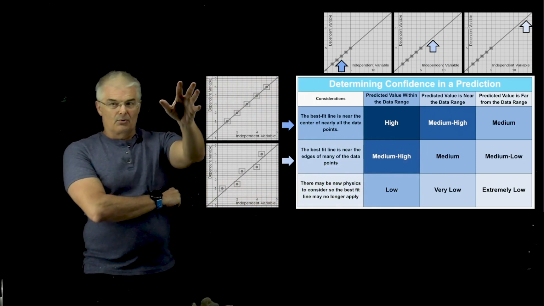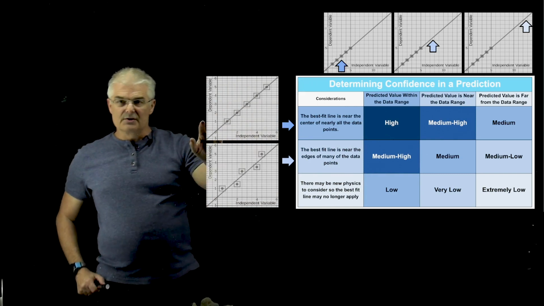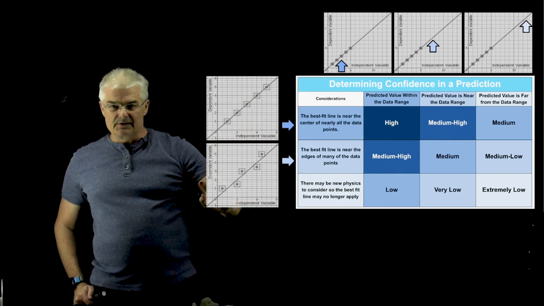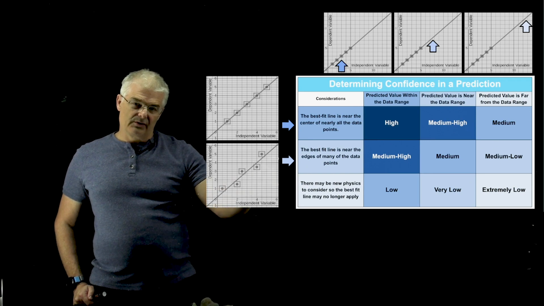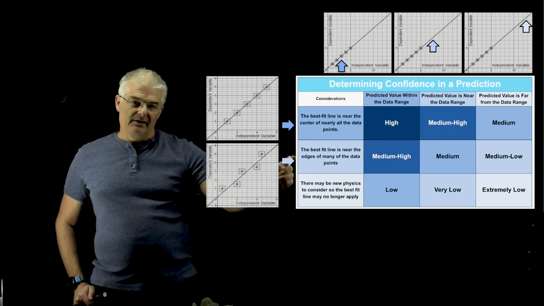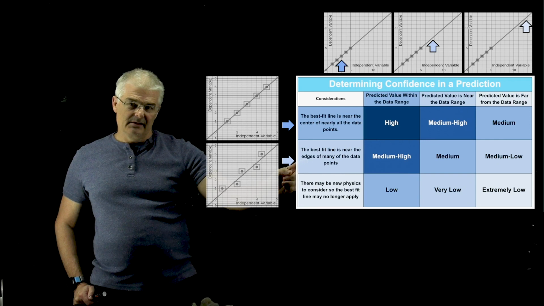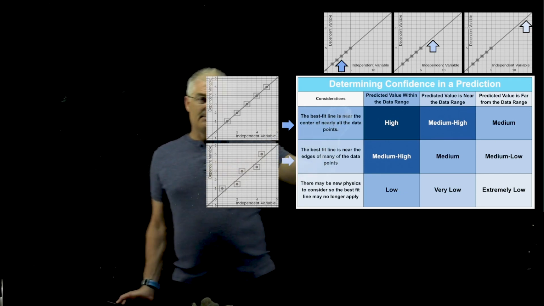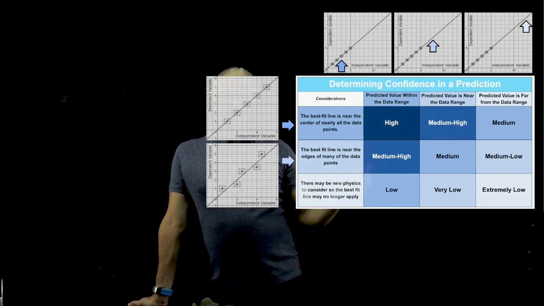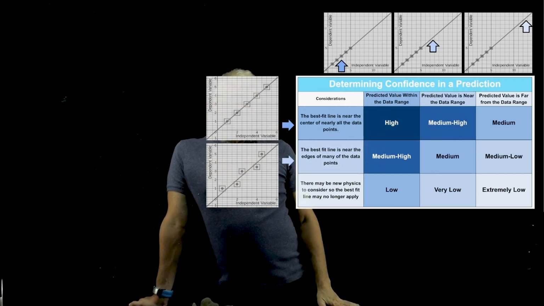If you look at the graphs surrounding here, you can see that these all fit the data points. But this second one is where the points are on the edges. So that's what the second one looks like: the best fit line is near the edges of many of the data points. And this is where they are the same. On the top, the top three show what happens if the data range is far from the prediction, if you're not getting close.